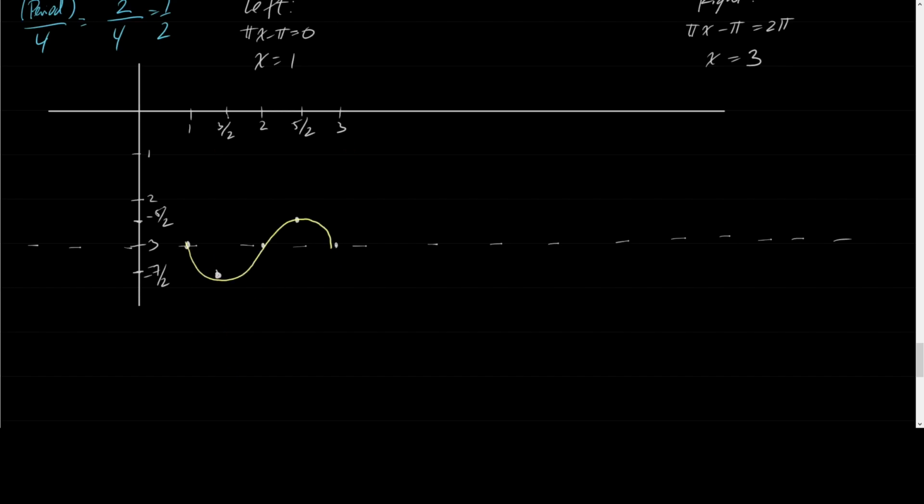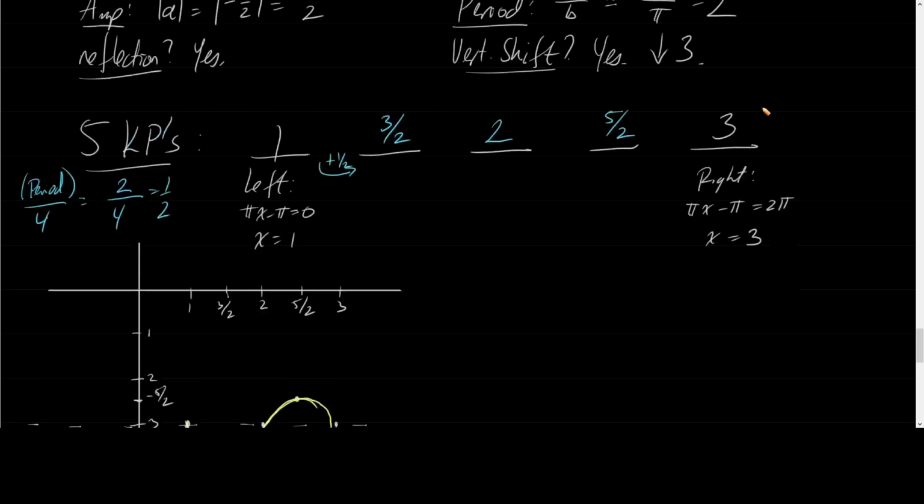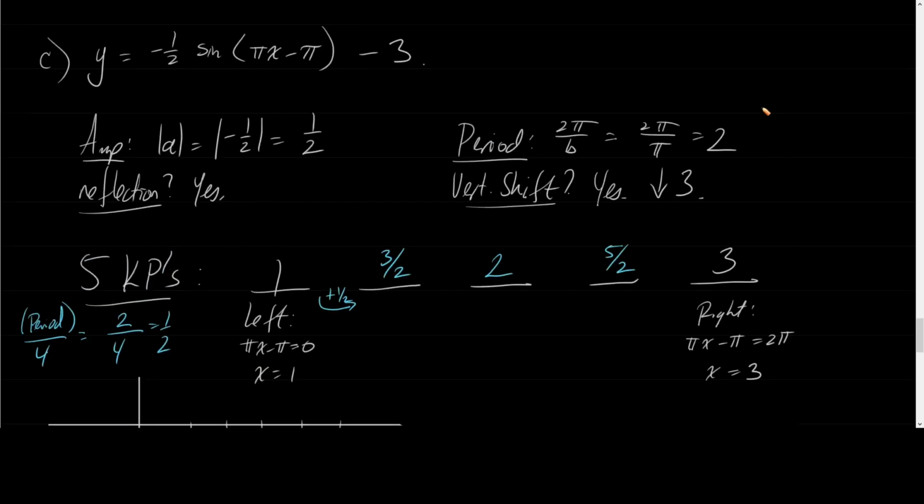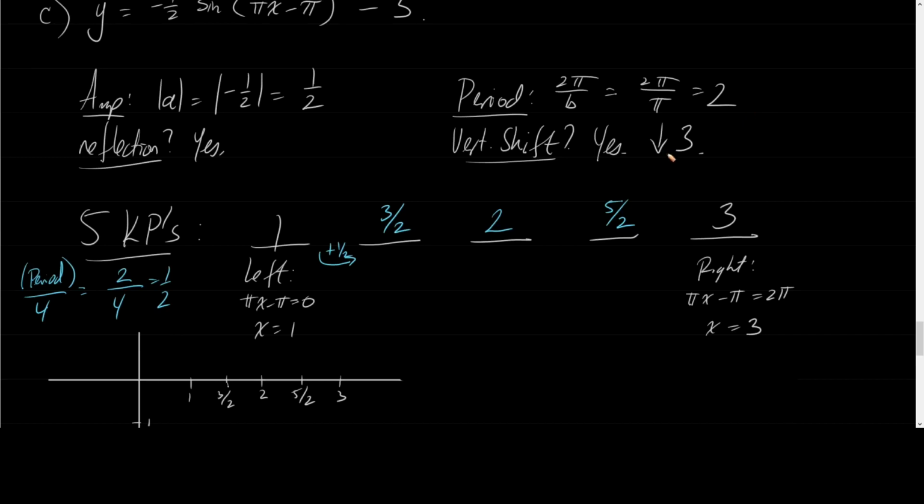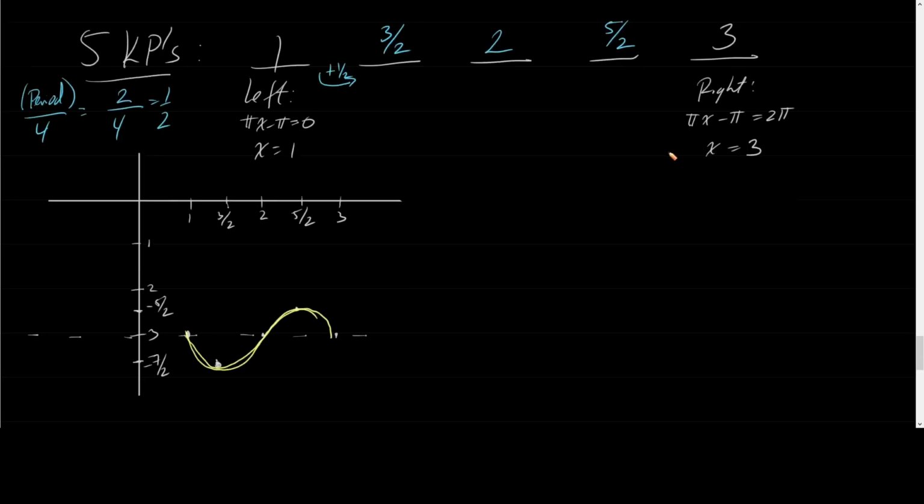All right. I guess I drew too much over here, but that's okay. So that's that graph. And we had the reflection, but we also had a vertical shift. So anytime you have a vertical shift, that is the very first thing that you want to consider when you go to sketch it.